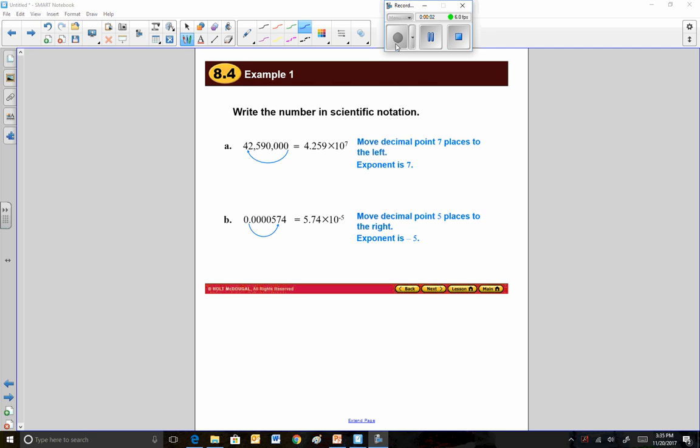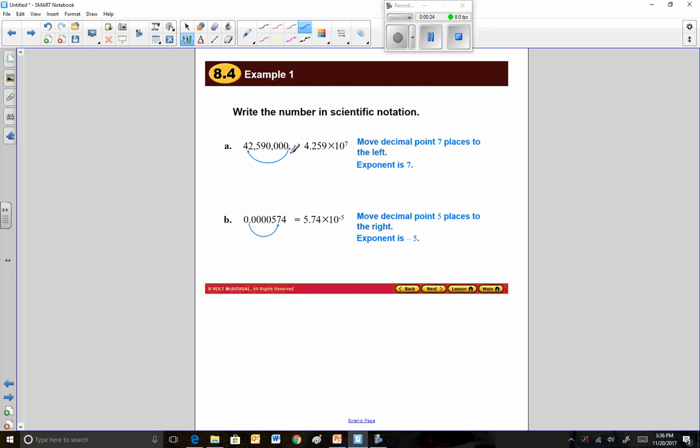Working on scientific notation, some of this may be review for you, but some of it will be new. Let's take a look. Write the number in scientific notation. It's a very large number, so to write it in scientific notation, we take the invisible decimal that is right here and move it until you find a number between 1 and 10.